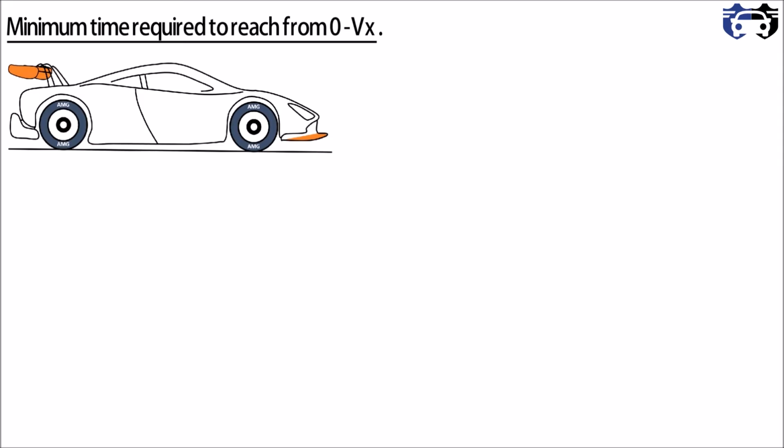Now let's calculate the minimum time required to reach the velocity from 0 to Vx. We will understand this with the help of an example. Here I have a car of mass 860 kg. The tire has an effective radius of 0.326 meter. The efficiency is 0.84 and the differential ratio is Nd equals 4.